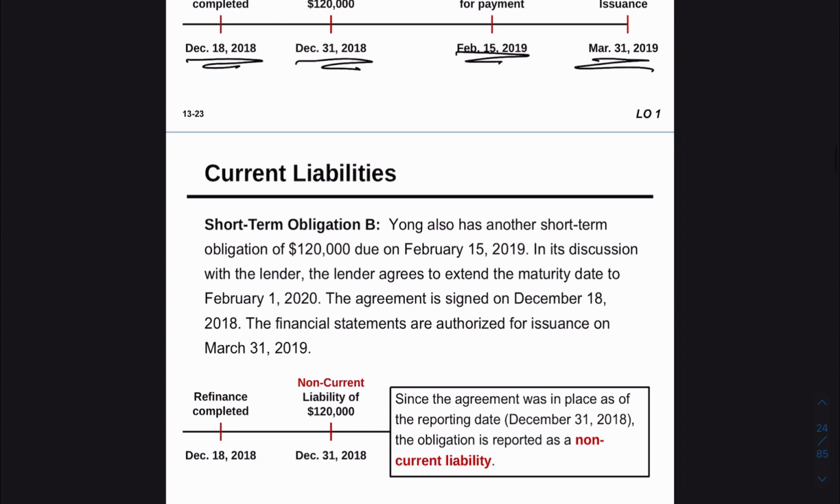Okay, but in this case, because we had an agreement before reporting that liability, it will be converted from a short-term obligation to a long-term one, which is a non-current liability. Why? Because we had that agreement before reporting that liability.